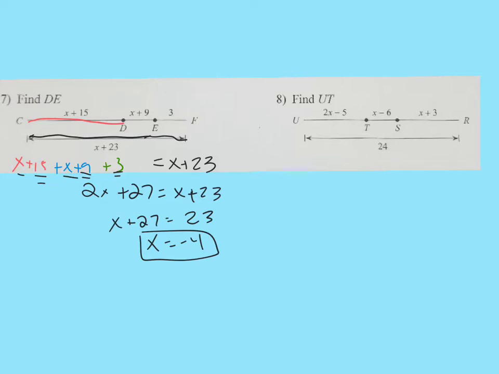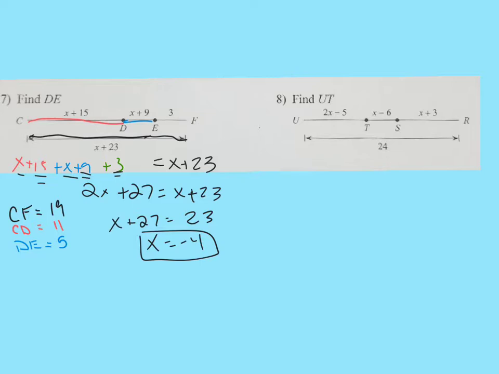So I'm going to find the black piece, which is going to be CF. That's going to be negative 4 plus 23, which is 19. The red piece is going to be CD, which is negative 4 plus 15, which is 11. The blue piece, x plus 9, DE. So negative 4 plus 9 is 5.